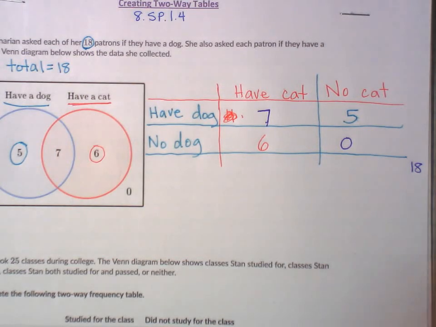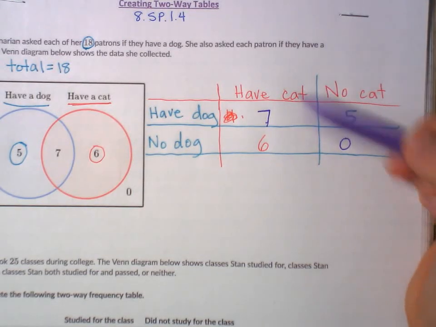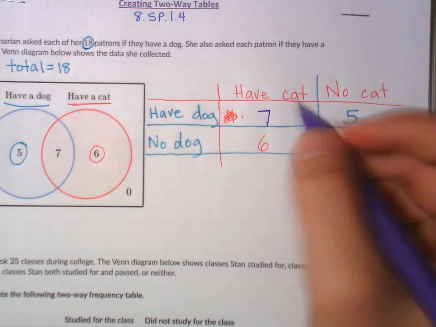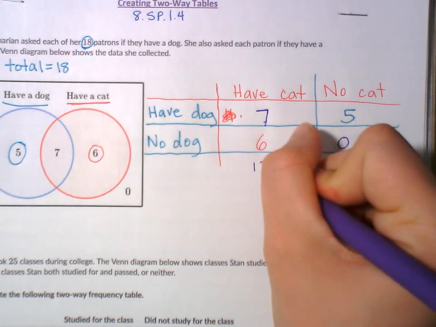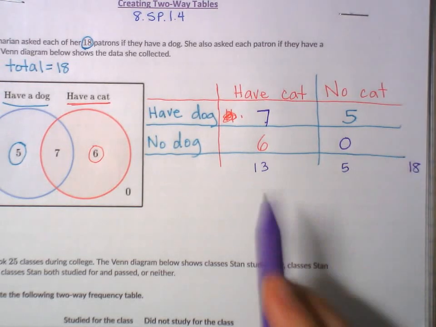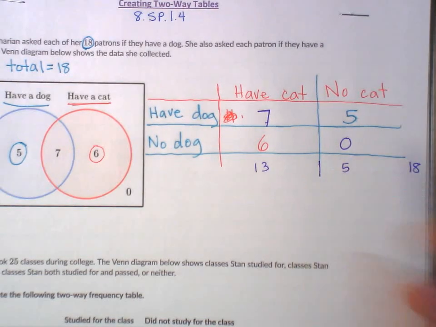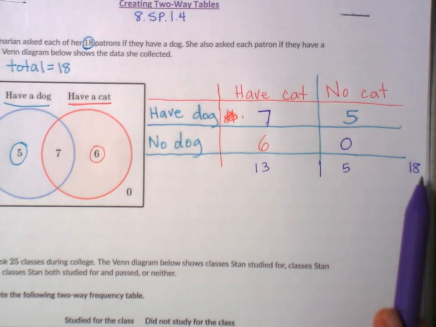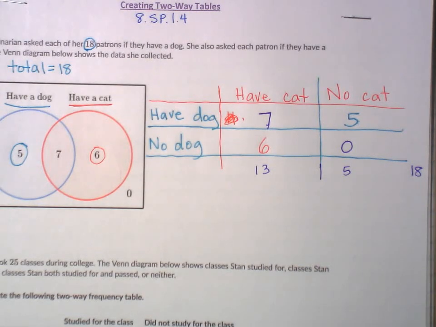Total, we have 18. We had people that have a cat. 7 plus 6, 13 people have a cat. 5 plus 0 do not have a cat. So 13 people have a cat out of those 18. 5 do not have a cat out of those 18.